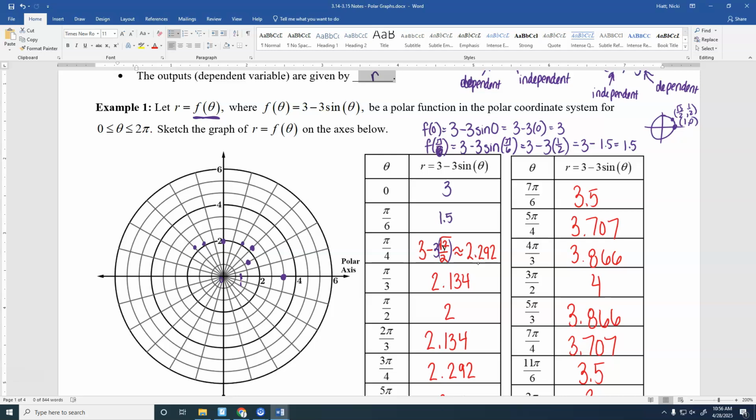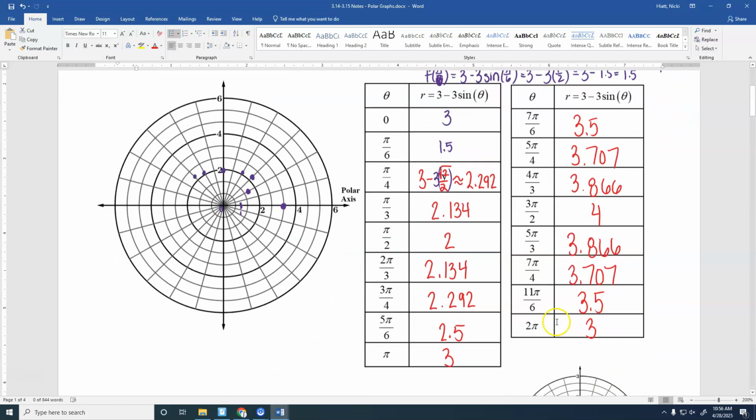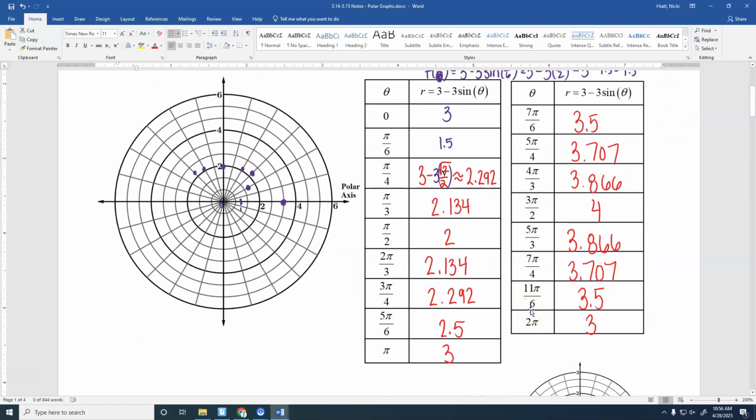Then I've got 2.25. I think something's wrong. Something's wrong about this. Maybe not. Okay, let's just keep going and see what we end up with. 2.5, maybe more about here. And then 3 at pi. It's going to be about right here.